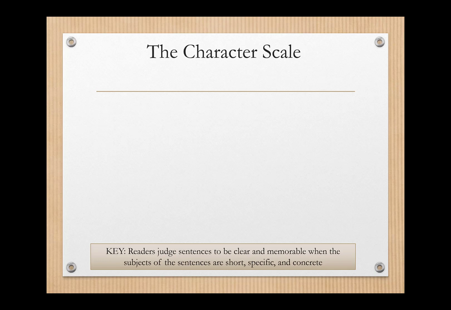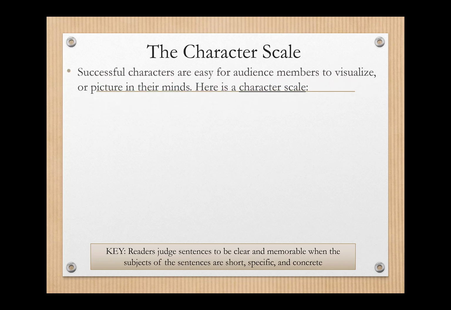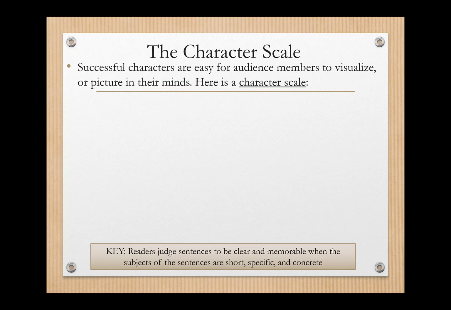And if you think back to when you were comparing two summary paragraphs, I put it to you that most of the time it was easier to read the second paragraph because the characters were a little easier to understand, and there was some flow. We'll come to flow later. So successful characters are easy for audience members to visualize or picture in their minds. So here is the character scale. People come first. John, your sister, Barack Obama. We tend to remember people, and if people are the subjects, we are going to find those sentences easy to take on.